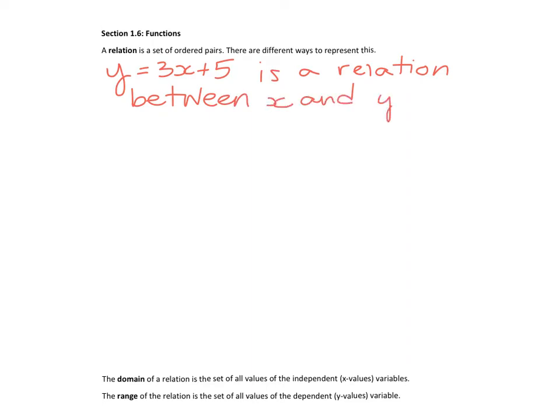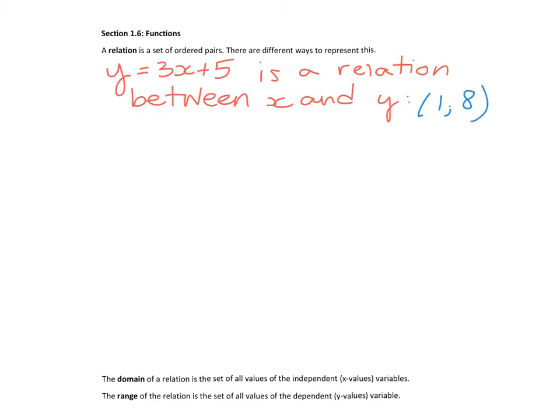So one of the ordered pairs in that set, for example, we know there's infinitely many, but if we plug in x equals 1, y would be 3 plus 5, which is 8. All right, so there's one of infinitely many ordered pairs.